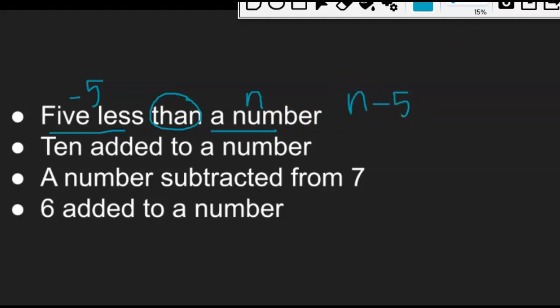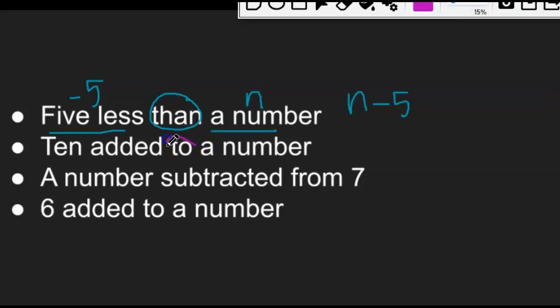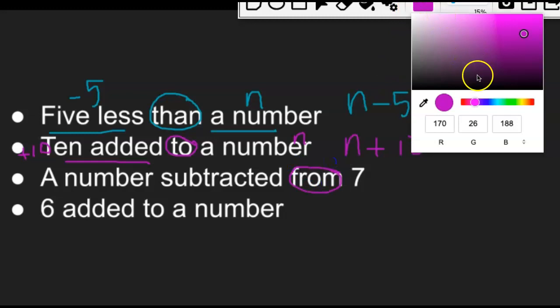All right. So again, the other example that we have is the word to. So 10 added means that's plus 10, right? And then a number is just the n. And since that word is a comparison for the second to the first, we're going to write n plus 10. And another word is from. So the from is another comparison from the second to the first term.